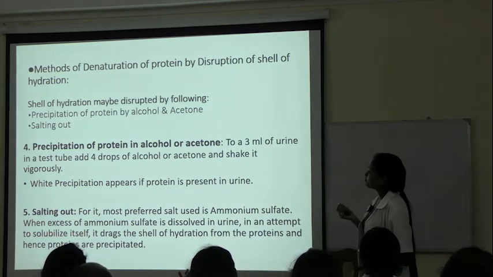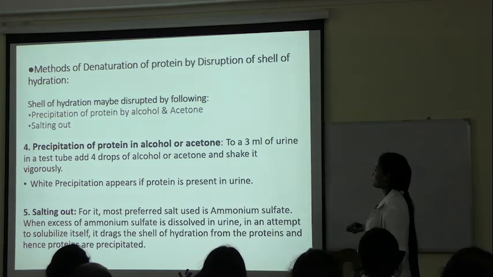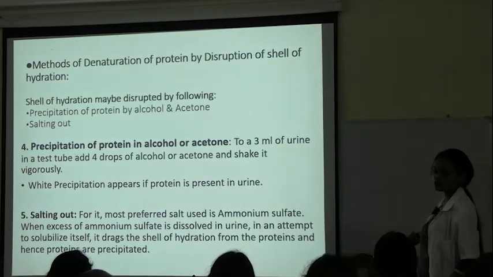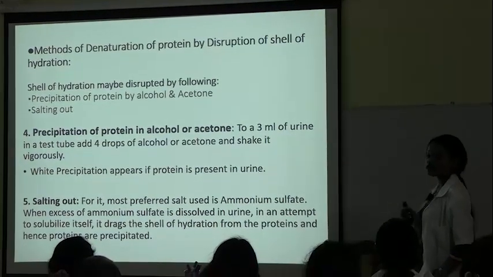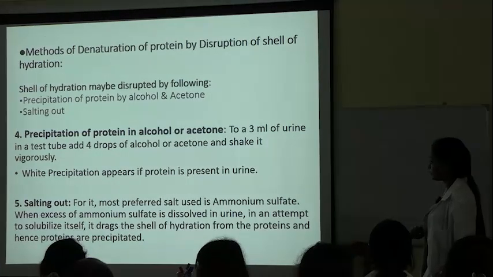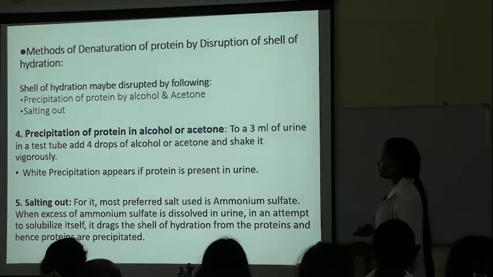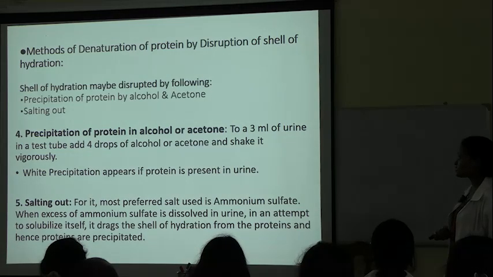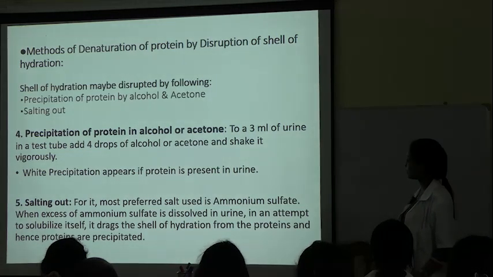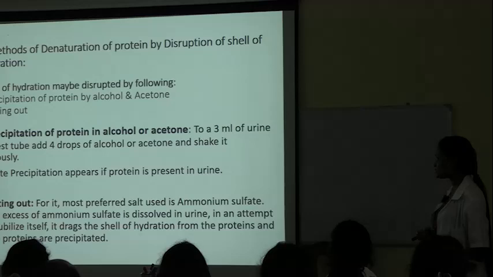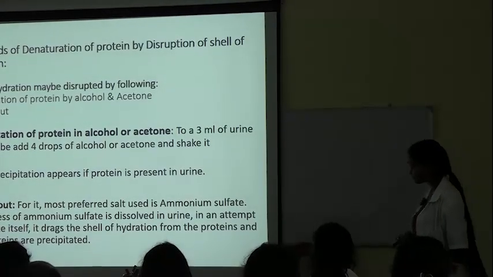So the fourth one is the precipitation of protein by alcohol or acetone. To 3 ml of urine in a test tube, add 4 drops of alcohol or acetone and shake it vigorously. Then a white precipitate appears if protein is present in urine. And the fifth is salting out. The most preferred salt is ammonium sulfate. When excess ammonium sulfate is dissolved in urine, in an attempt to solubilize itself, it drags the shell of hydration from the proteins and hence proteins are precipitated.